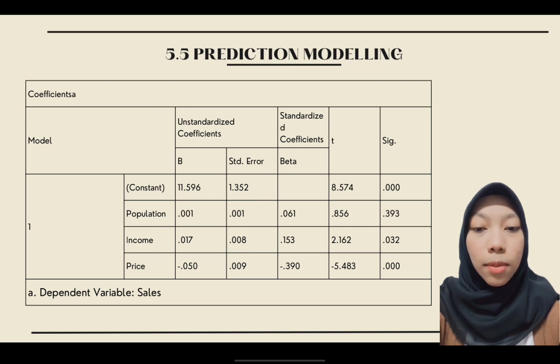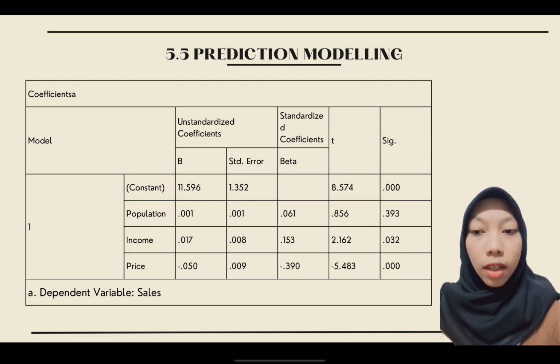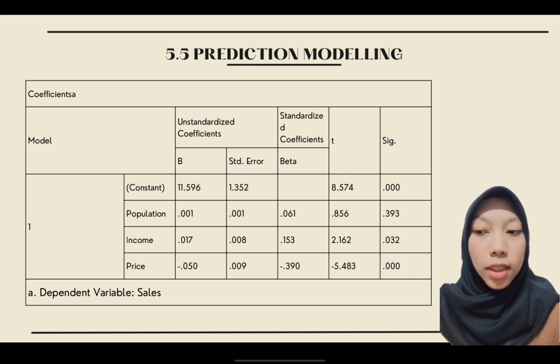For the summary, the explanation is that the R-square value is 0.196, which means 19.6% of the variation in sale can be explained by price, population, and income, which can be used to model sales. Next is the ANOVA. The p-value from the ANOVA table is less than 0.001, which means that at least one of the three variables, which are price, population, and income, can be used to model sales.